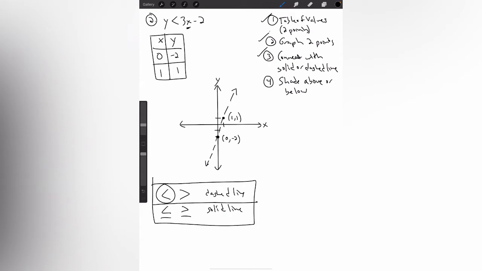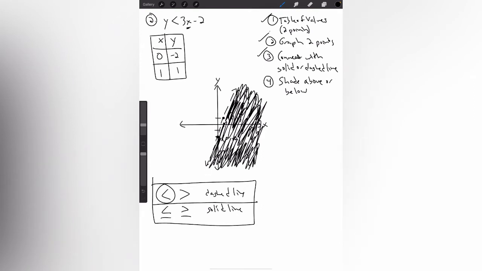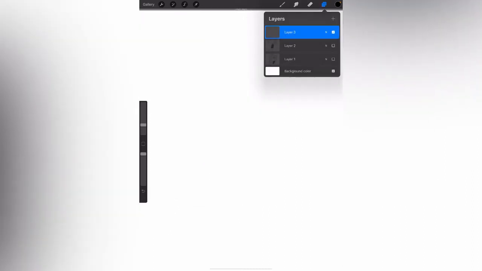So all the y values that are less than down there. I'm going to shade everything below the line. These are all the values below the line. This isn't very pretty, but I'm just shading in everything on this side of the line, because these are all the values below the line. And I've done that. Now moving on, we're going to move to number 3.